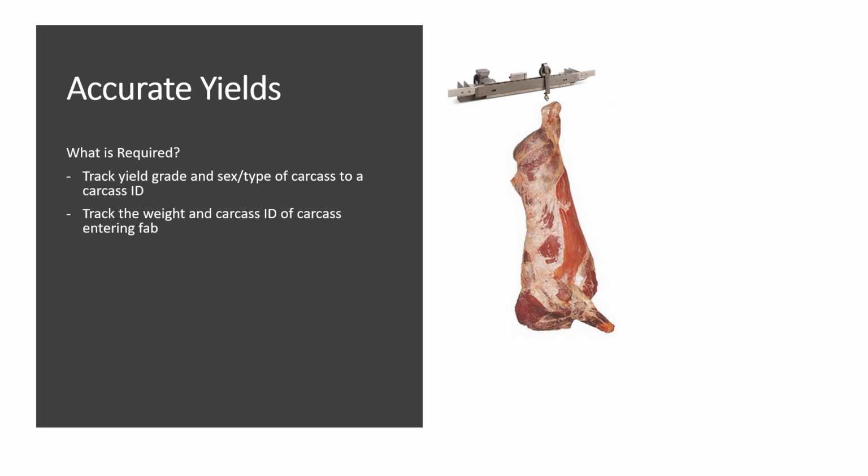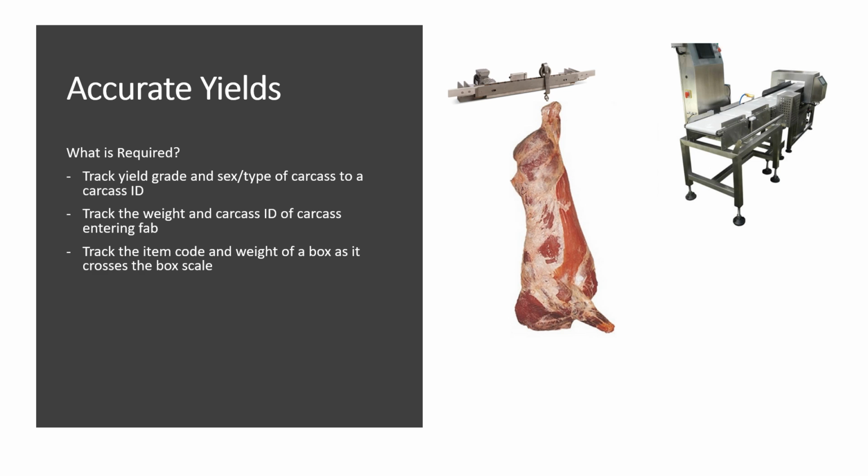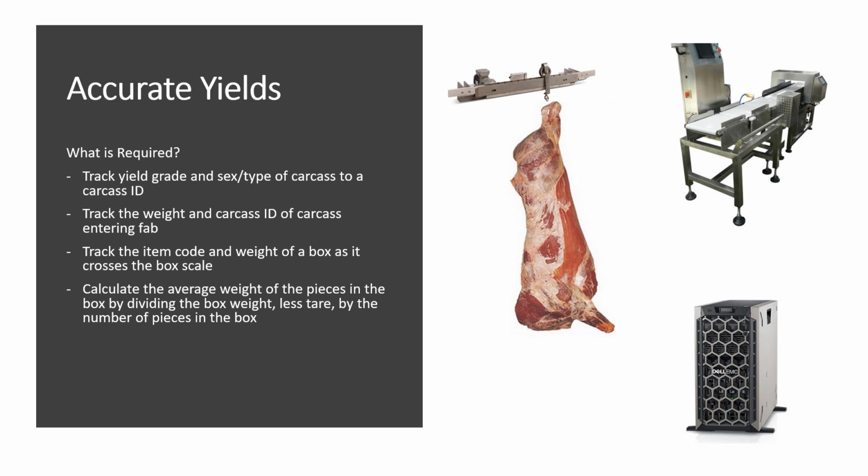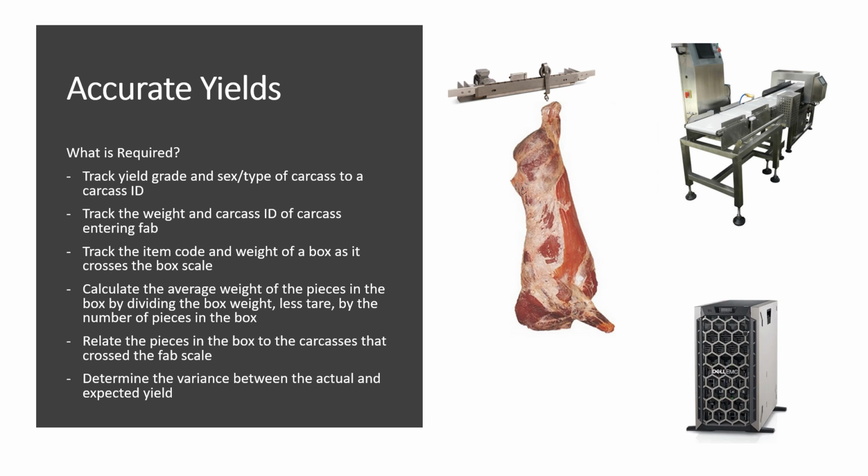We're going to track the weight and the carcass ID as it enters into fab, and then we're going to track the item code and the weight of a box as it crosses the box scale leaving fab. We're going to calculate the average weight of the pieces in the box by dividing the box weight less tare by the number of pieces in the box. And then we're going to relate those pieces in the box to the carcasses that cross the fab scale and determine the variance between the actual and the expected yield.